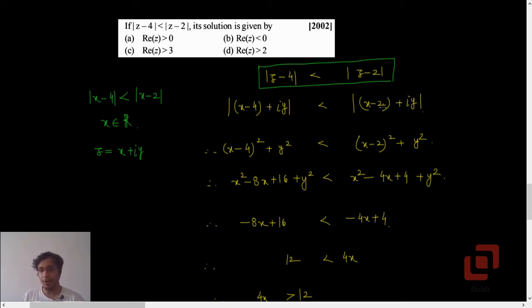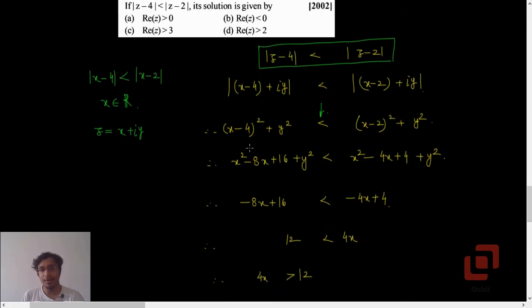Now because modulus is always non-negative, and except for the complex number 0, it is positive, we can square it without having to worry about the sign of the inequality. Okay, so (x minus 4) squared plus y squared less than (x minus 2) squared plus y squared. In this step, I have expanded (x minus 4) raised to 2 using (a minus b) squared, and I have done the same thing for (x minus 2) raised to 2.